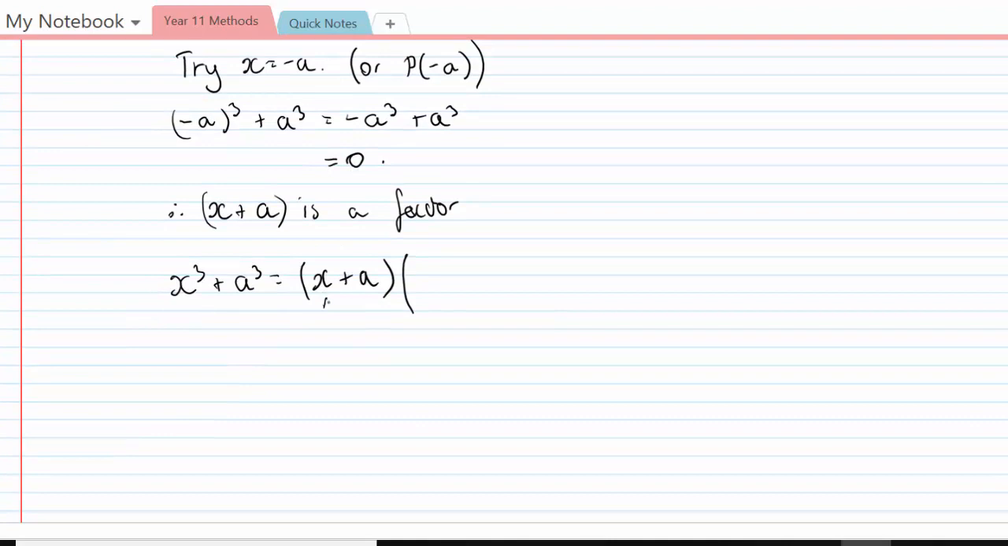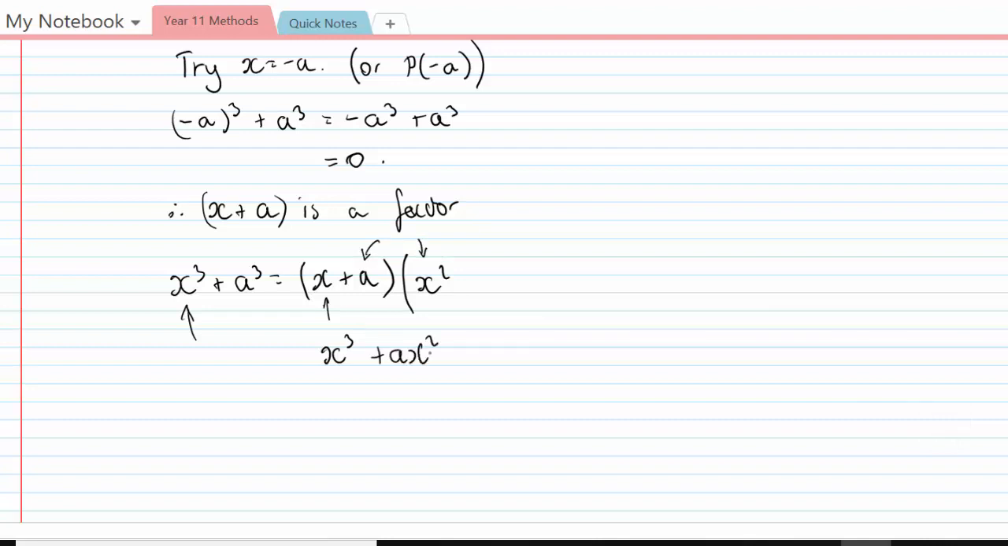Now at the moment I have an x right here. I need to get this x cubed, so I need to multiply this x by x squared. So x times x squared gives us the x cubed. I'm just going to keep track of what I've got down below. But unfortunately that also means we have to multiply this a here by this x squared, and that gives us a plus ax squared term.